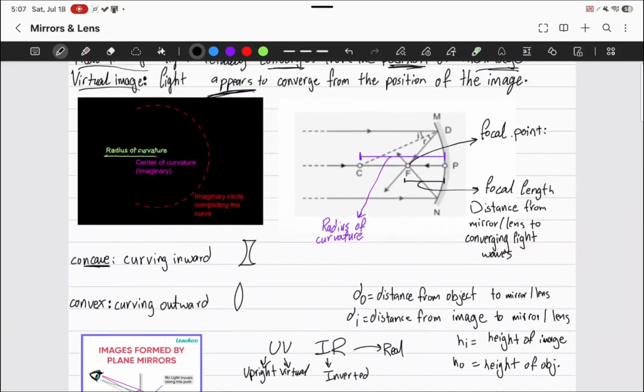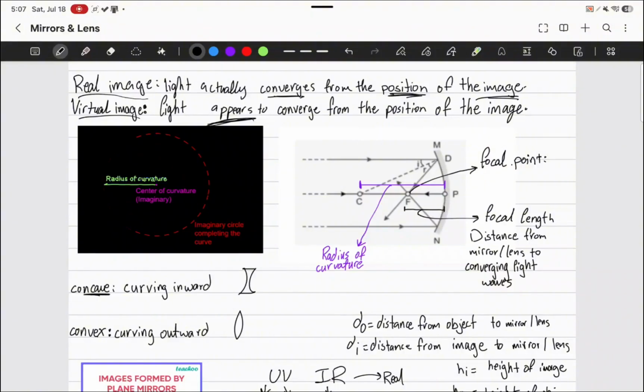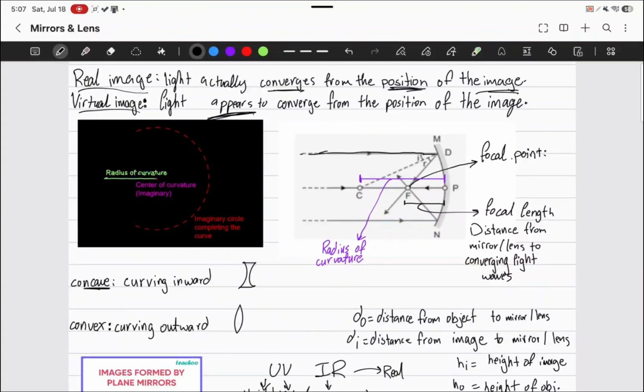Let's say this is a mirror, and this is assuming that the object is at infinity, so light is coming like this as a wave. It's going to reflect off the mirror, and once it reflects off the mirror, you notice that they're all converging at this one point. This point right here is the focal point. The focal point is the position where light waves converge and come together.